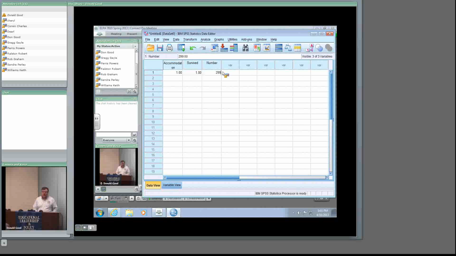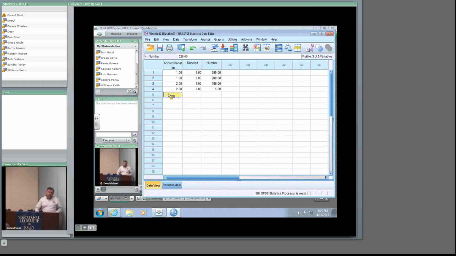299. The 299 is my number. How many people were accommodated in the cabin area but did not survive? We code that a 2. So the non-survivors in the cabin area were 280. And what about the steerage area? We had people who were housed in steerage, and they did survive. And that number is 186. And finally, we have people who were accommodated in steerage, and they did not survive. That's a 2. And the number who did not survive from steerage were 526.